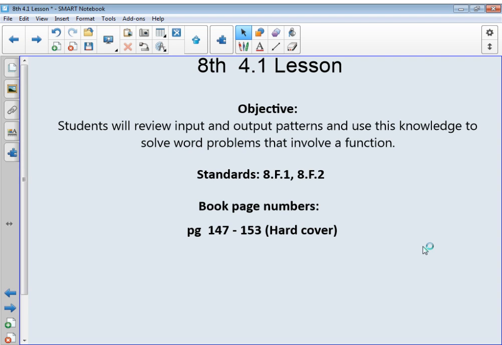Hey, this is 8th grade lesson 4.1. It's actually part 2. Our objective today: students will review input and output patterns and use this knowledge to solve word problems that involve a function. The standard covered again is 8.F.1 as well as 8.F.2.